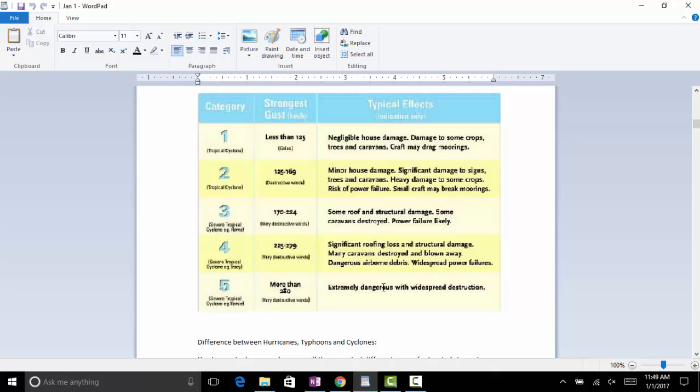And just remember the range of speed, in fact, around 250 km per hour in the highest category.